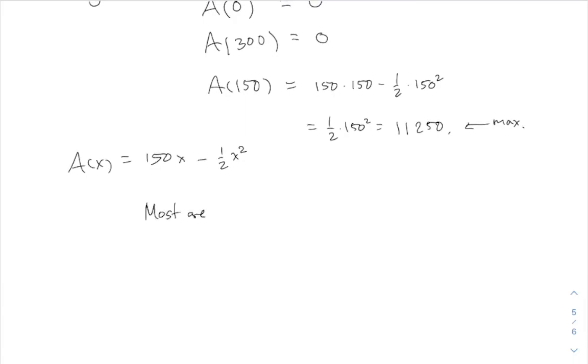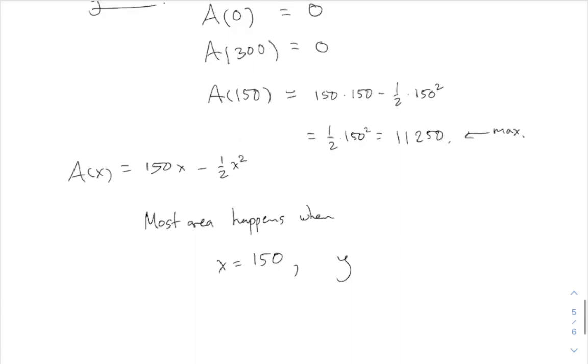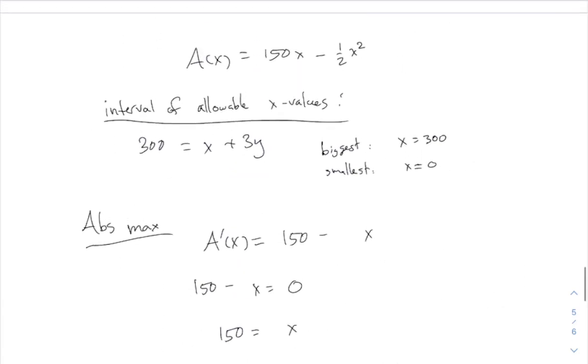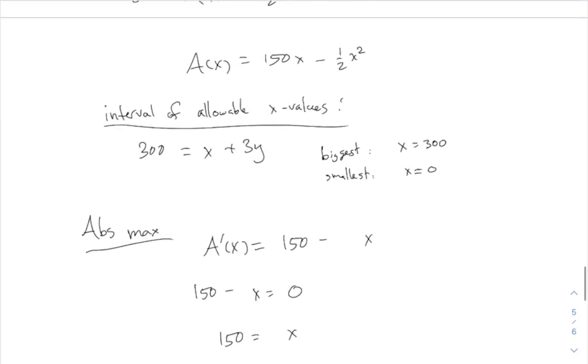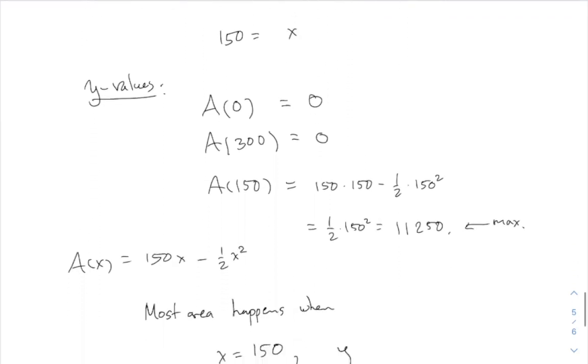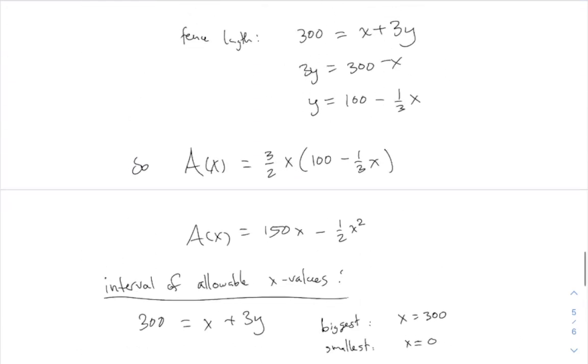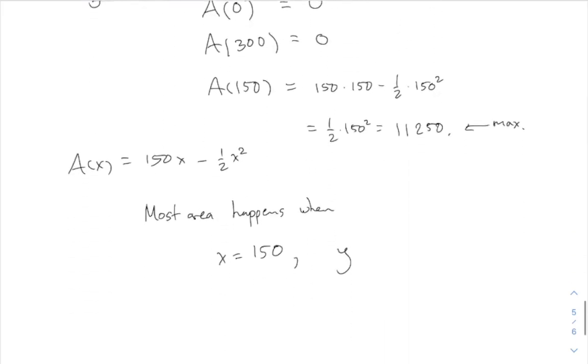happens when x equals 150. And I should also say y, because I said, tell me the dimensions which make this work out. What's the y going to be? If x is 150, you have to just go back to this thing, right? 300 equals x plus 3y. So to solve for, or actually, it's a little easier. Where's the one when I solved it for y? y equals 100 minus 1/3 x. So I will say y is 100 minus 1/3 x.